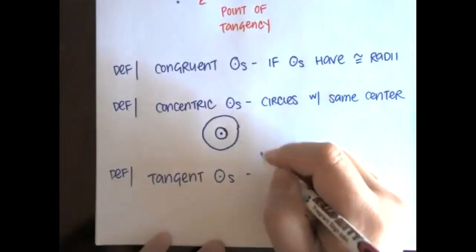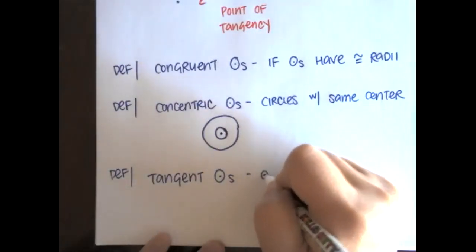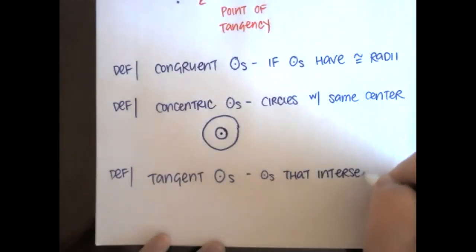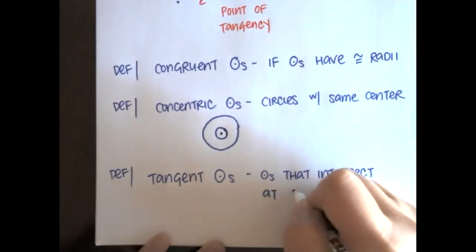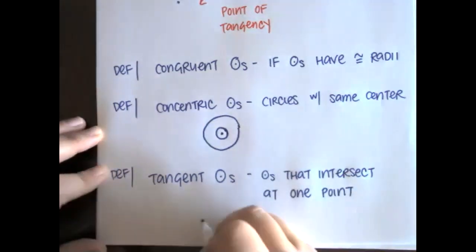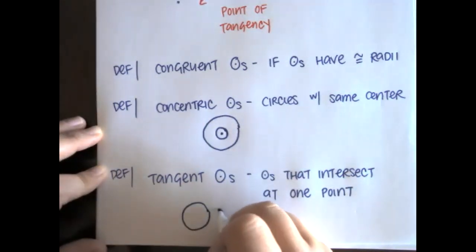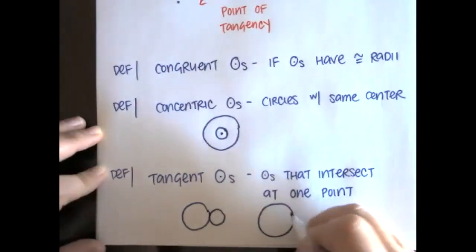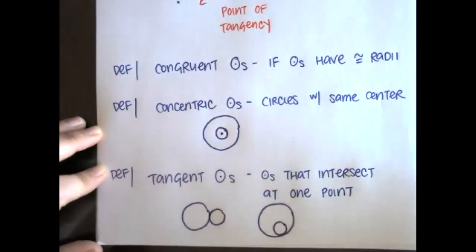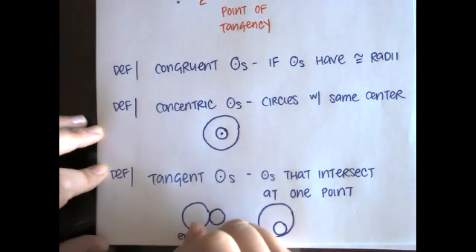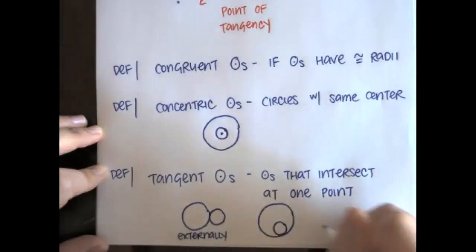So, circles that intersect at one point. What that looks like, it could be like this, where they touch there, or they meet like this. Those are tangent circles. This is externally tangent, and this is internally tangent.